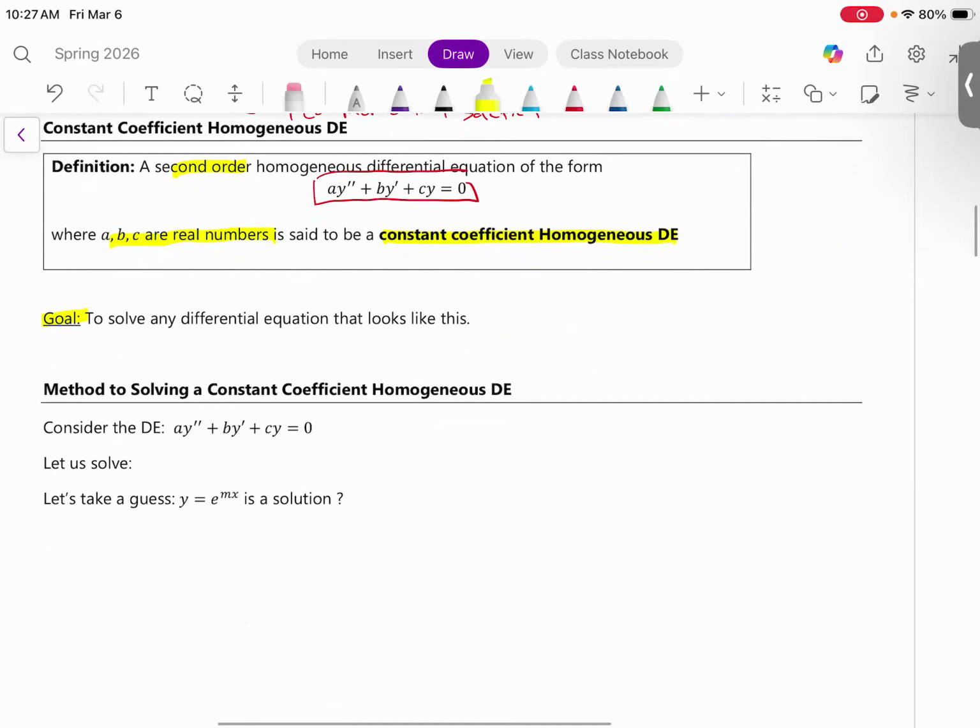So how do we go about solving one of these differential equations? Let's see. So consider the general homogeneous constant coefficient differential equation. Let us try and solve. So trust me, and let's take a guess that y equals e to the mx is a solution. Trust me on that, and let's see what happens.